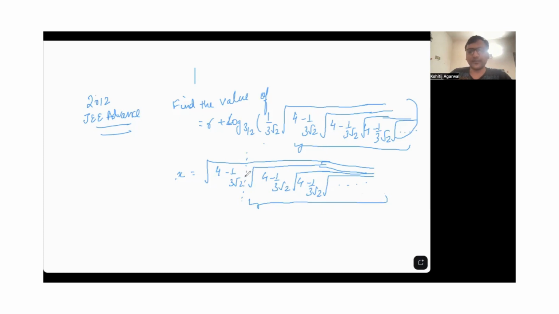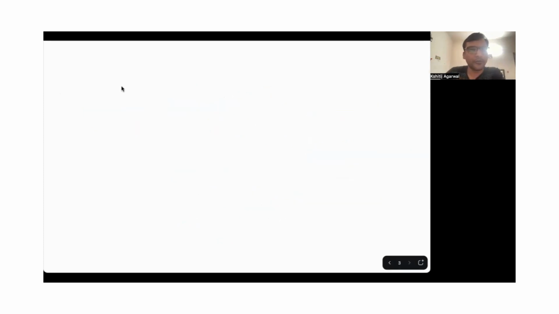This is like saying if I remove a drop from the ocean, the ocean remains. So x is an ocean, I remove a drop from the ocean, and the ocean remains. So basically this is still x. So I can write it like this: under root of 4 minus 1 upon 3 root 2 into x. Let's move to the second page. What we got was that x is equal to under root of 4 minus 1 upon 3 root 2 into x.